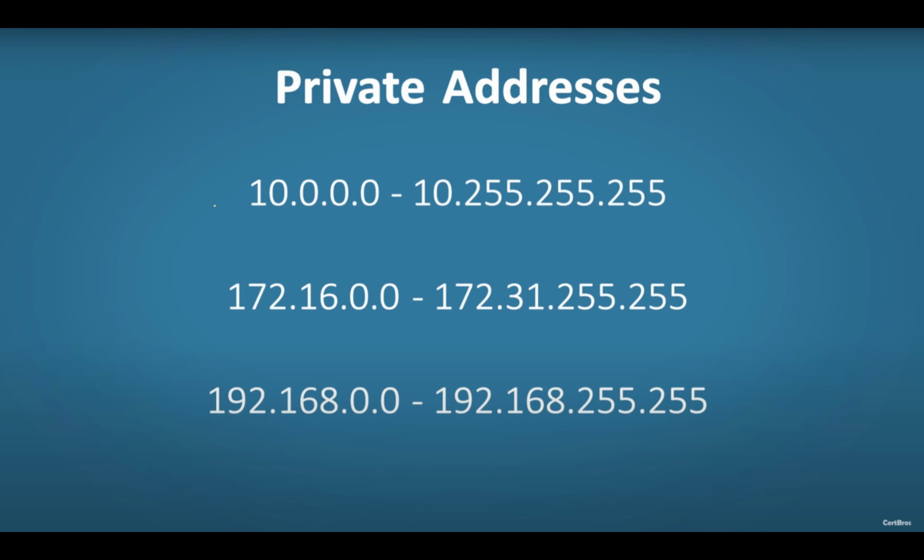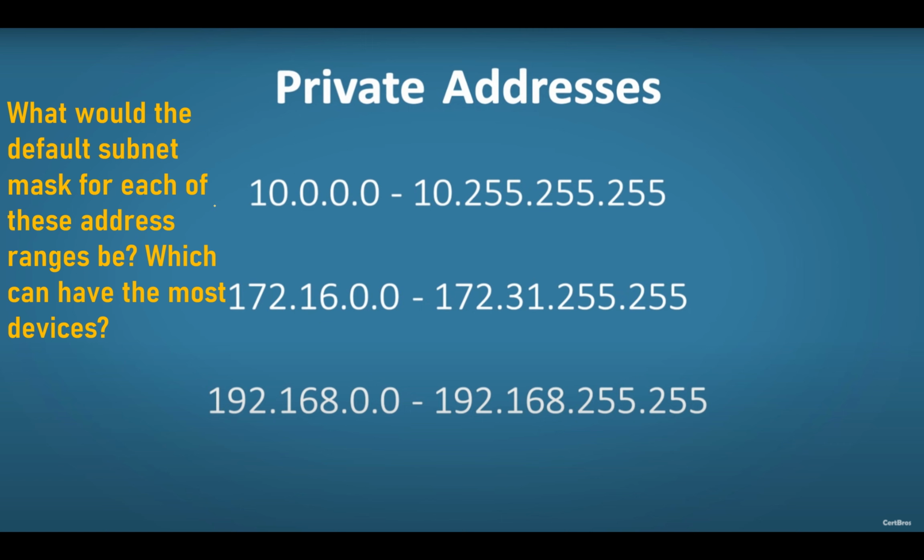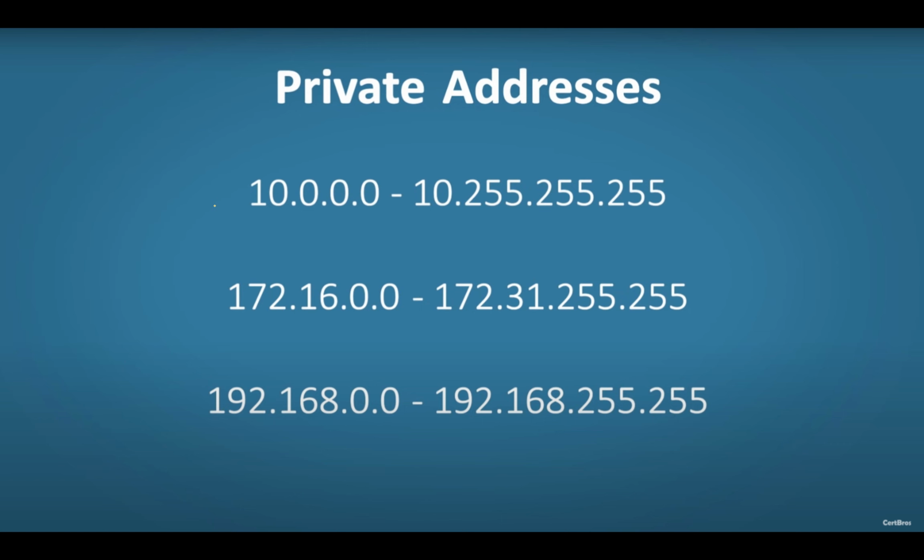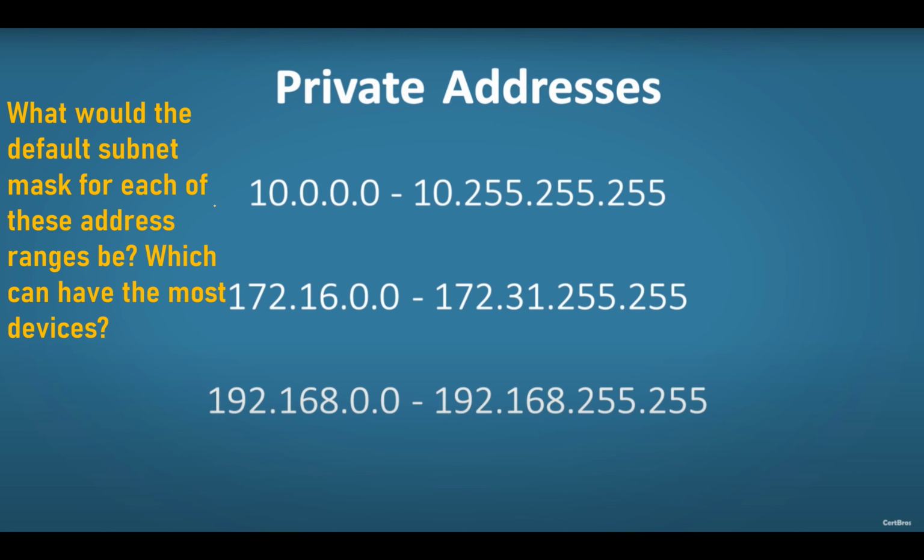Okay, so here are the ranges. Actually, I think these are the only ranges for private IP addresses. So basically there are three ranges of IP addresses that are designated as private. You can't use these as public addresses because they're reserved for being private.